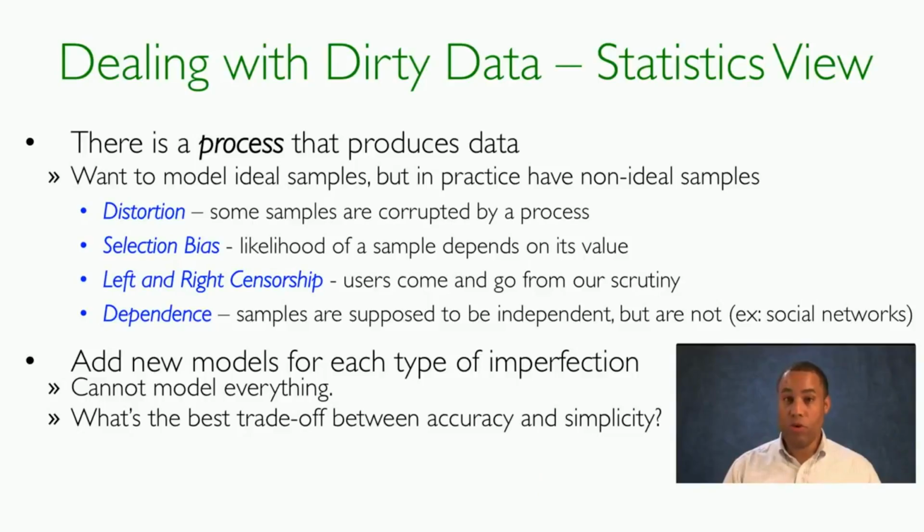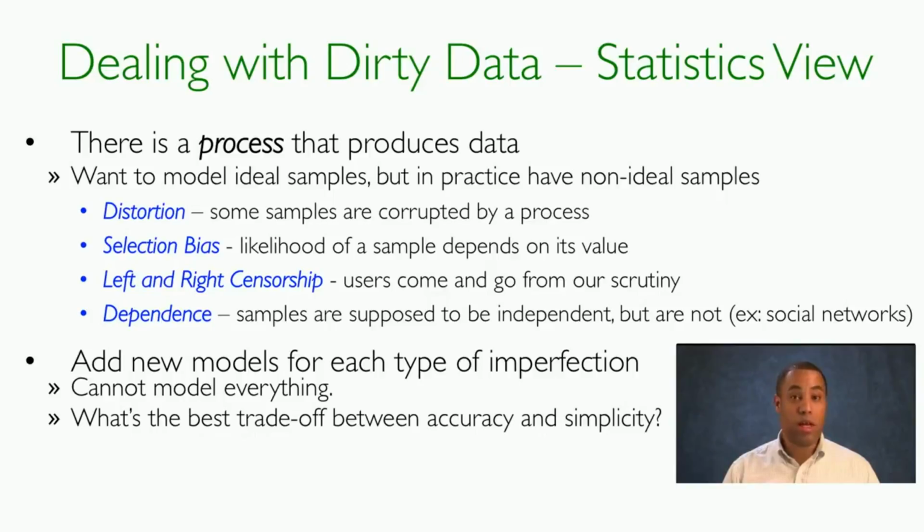Now, the statistics view of how you deal with data that's dirty is that there's a process that produces data, and we want to model ideal samples from that process. But in practice, we have non-ideal samples. That's because of distortion. Some samples are corrupted by a process. Selection bias. The likelihood of a sample depends on its value. And left and right censorship, where we have users that come and go from our scrutiny. So sensors, for example, that enter our data set at some point and then leave our data set.